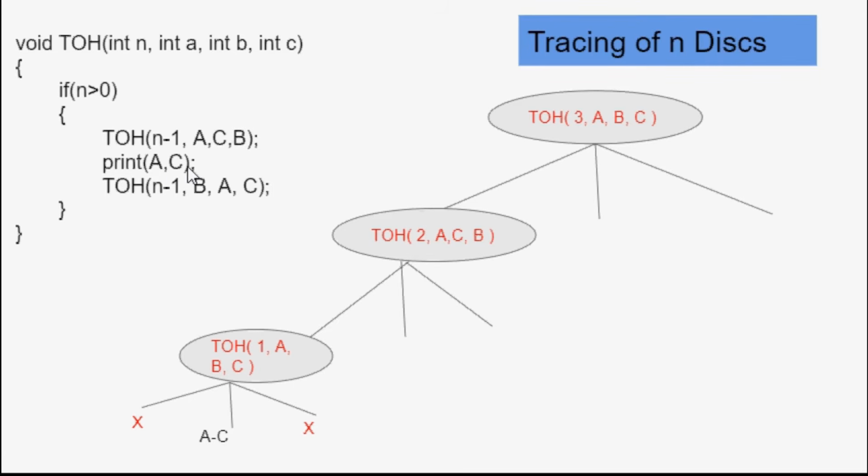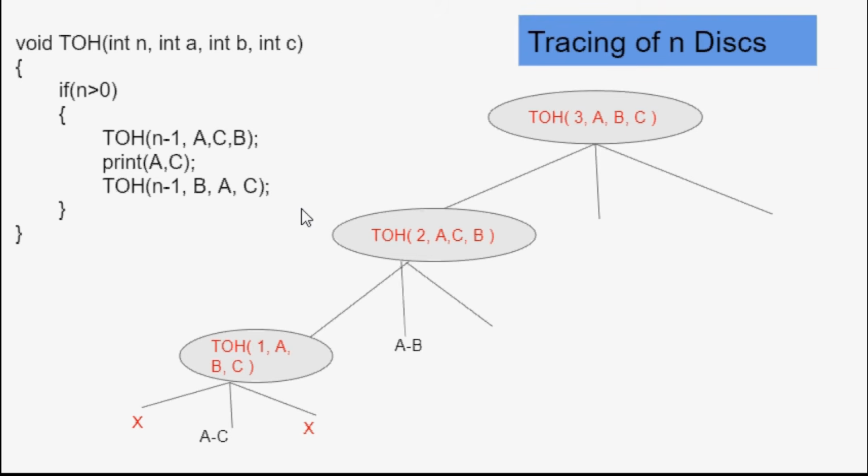Now don't get confused. What is the value of C in this call? In this call C is actually B. The parameters were A, B, C, right? So A is mapped to A, B is mapped to C, and C is mapped to B. So if I am writing A comma C, I am actually meant to write A and B. The next call was n-1 BAC.